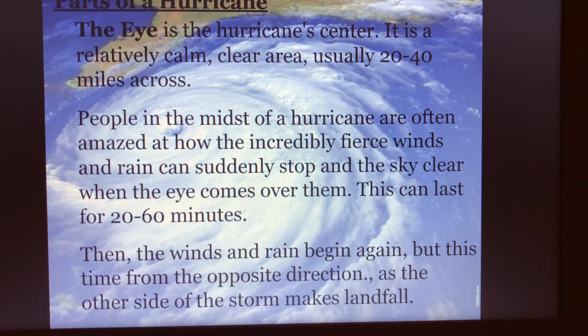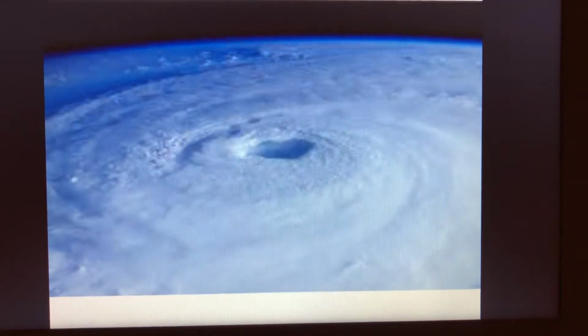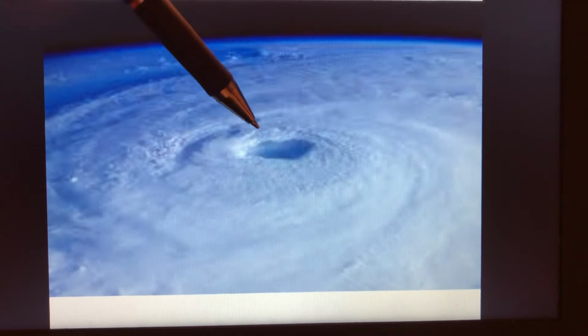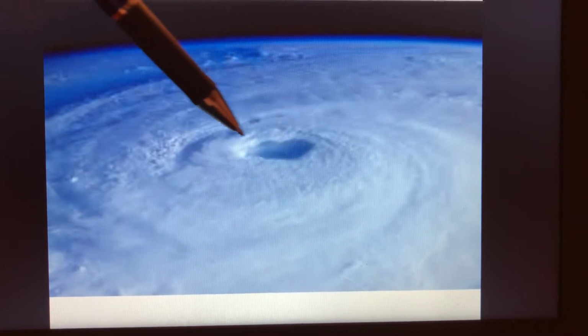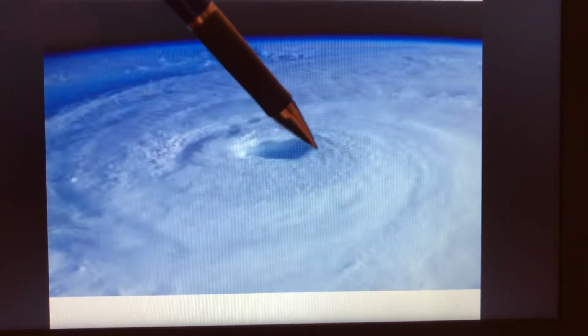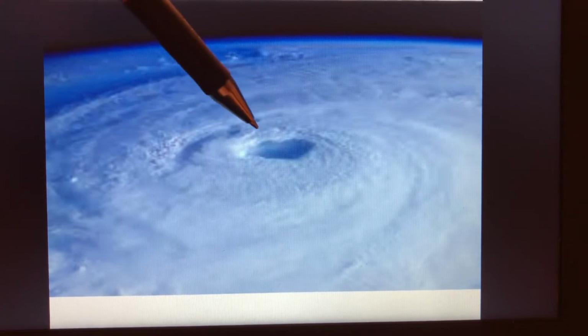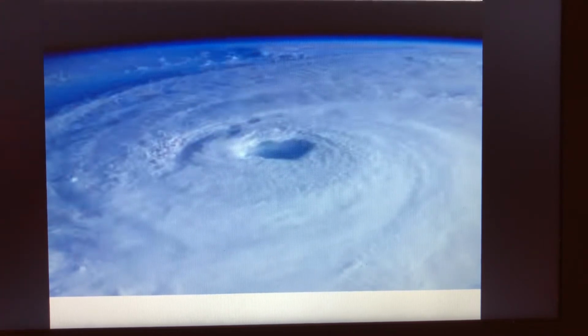But that does not mean the storm is over. That means the storm is half over, because then the winds and rain begin and they go from the opposite direction because you have the backside of the storm that is now going to be making landfall. So this is what the eye of the hurricane looks like. It's a central part, it's a central vortex, and everything spins around it, but it's completely clear of all cloud cover.